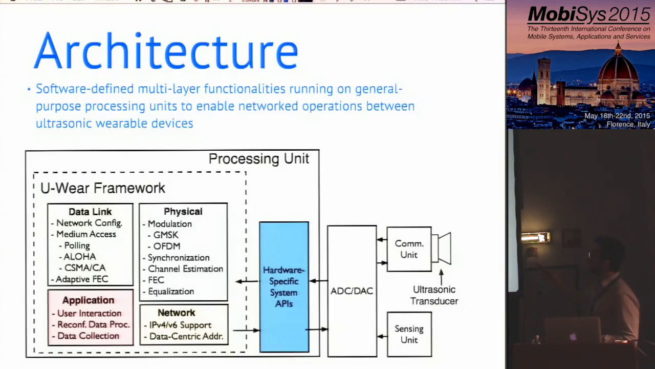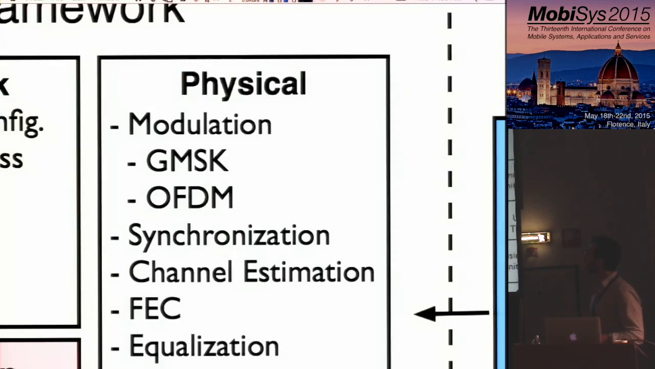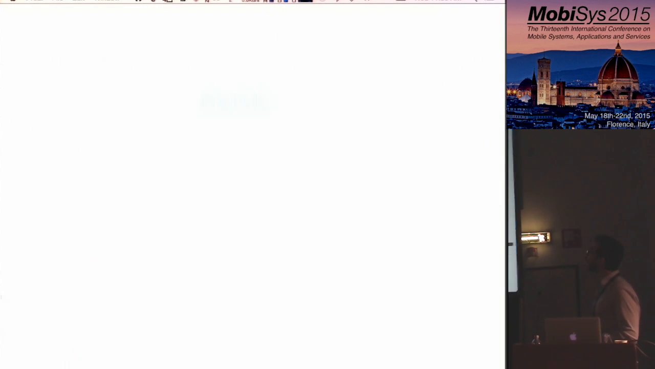UWare comes in multi-layer solutions with physical, data link, network, and application layers. At the physical layer, we have two fully functional modulations, GMSK and OFDM. Then we also have synchronization, channel estimation, forward error correction coding, and equalization functionalities.